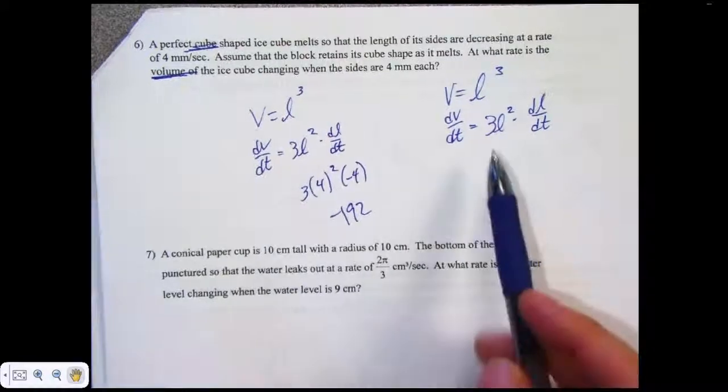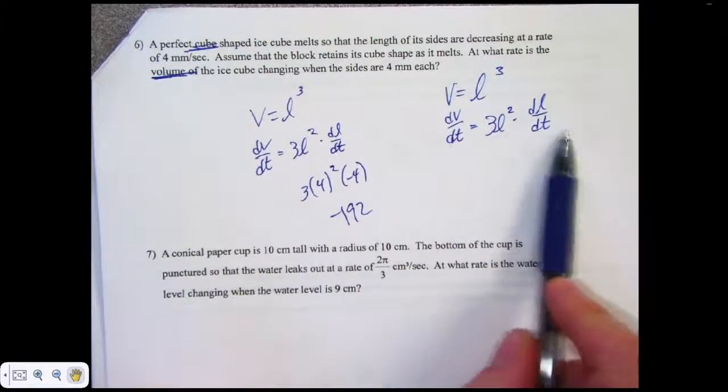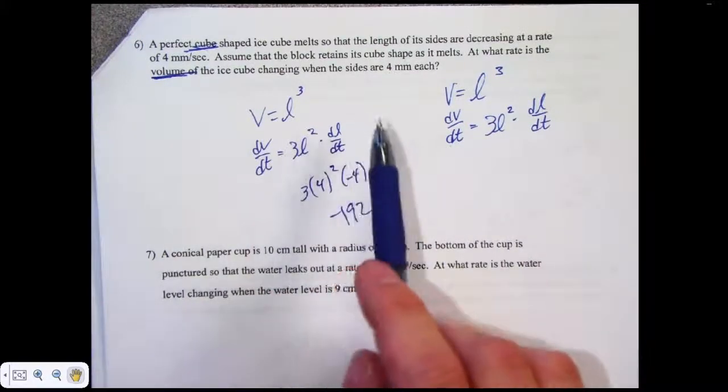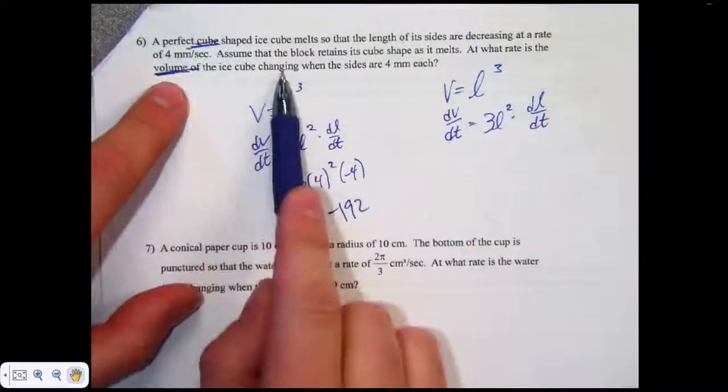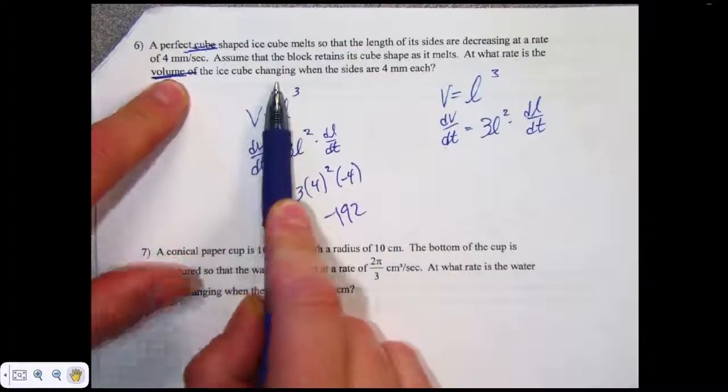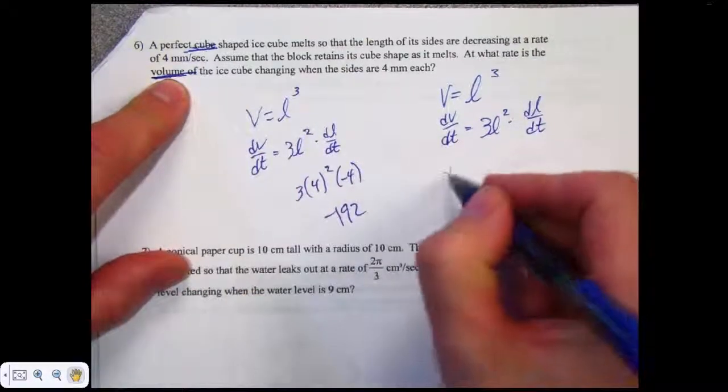And then I'm looking through: what do I know? What do I need to know? I should know every variable in here except for one. At what rate is the volume changing? Well, that's dV/dt. I'm looking for the change of the volume. That's dV/dt, so that I can't plug in for.